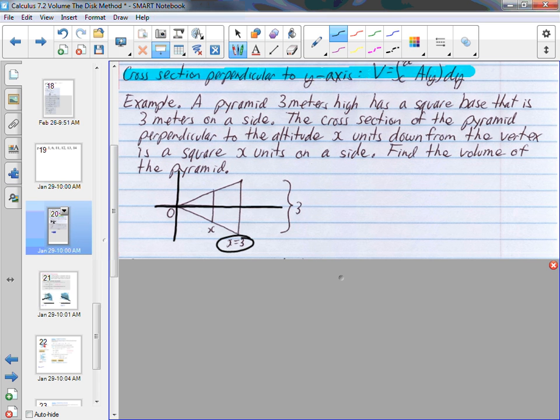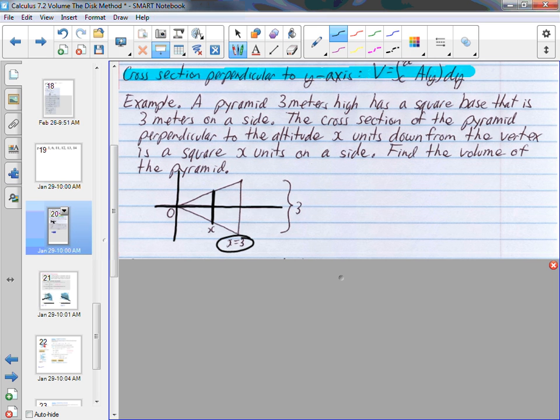Here's why. That is 3 meters on a side. The cross section perpendicular to the altitude, x units down. So I've got to make a cross section perpendicular to the altitude, and I've got to be able to say that it's x units down. So I need the cross section to be here, x units down. I did that first, then I built the pyramid around it. That needs to be my cross section because of the way they described it as x units down. Okay, this time I did.